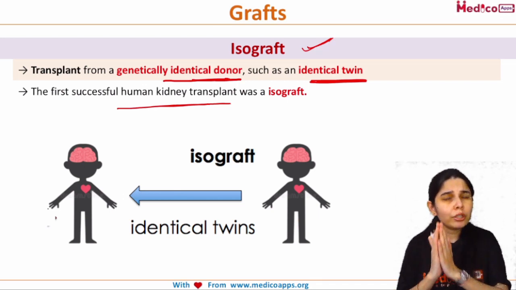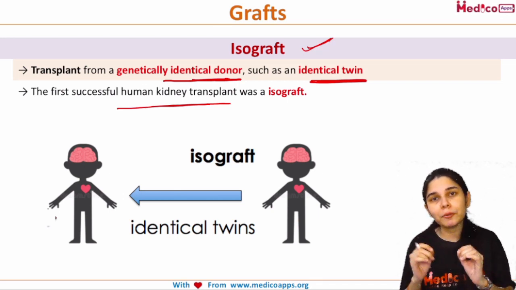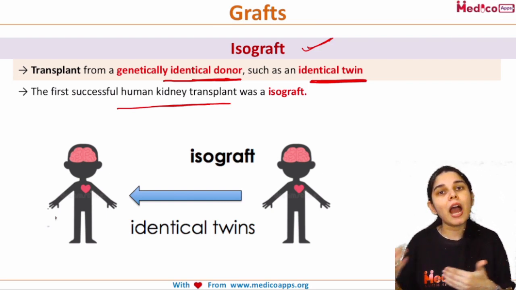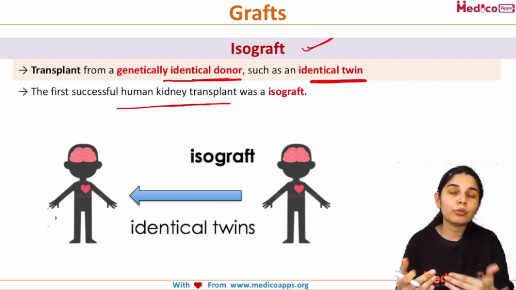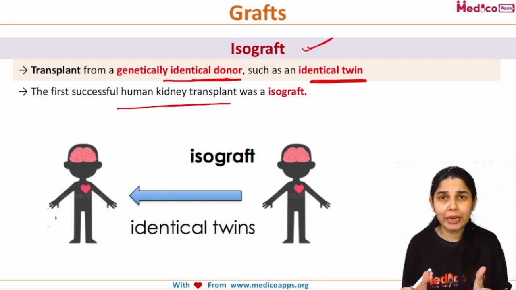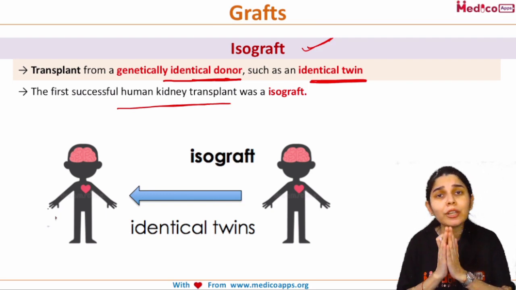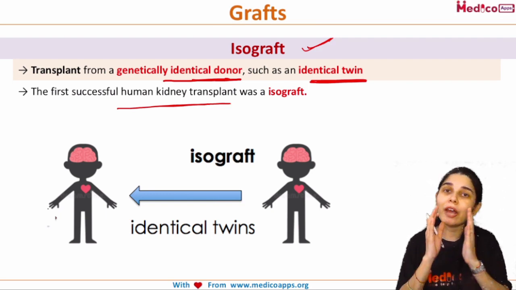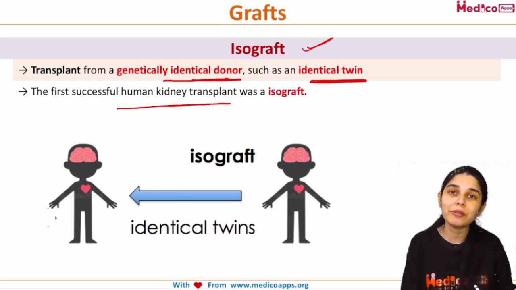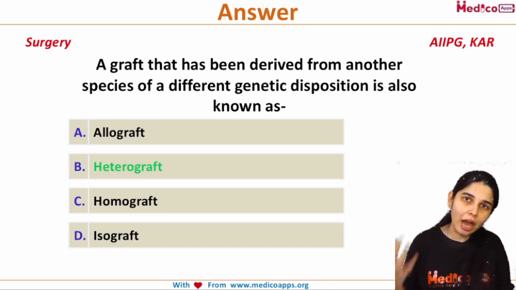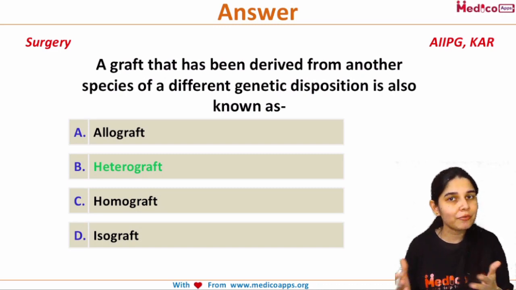Now, don't think that only this particular question can be framed. Any of the options can be asked as an MCQ to you, and you can easily eliminate options and get the answer straight away. I hope you have understood this concept: what a graft is and what the types of grafts are. So can you now answer the question which was framed?